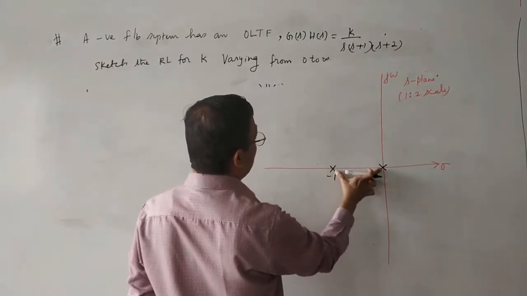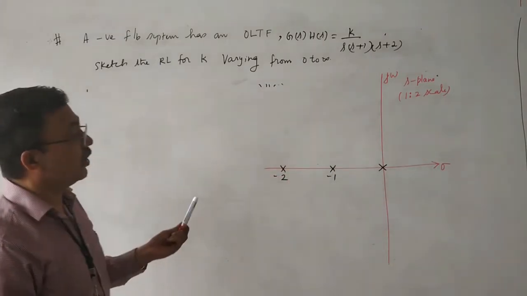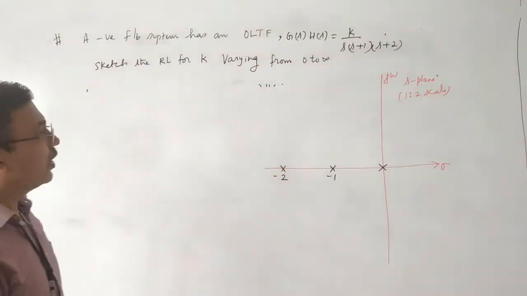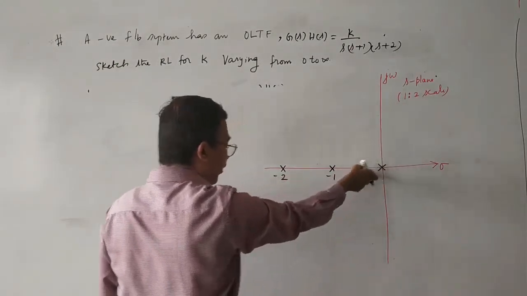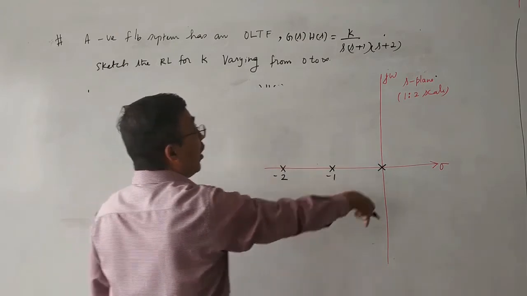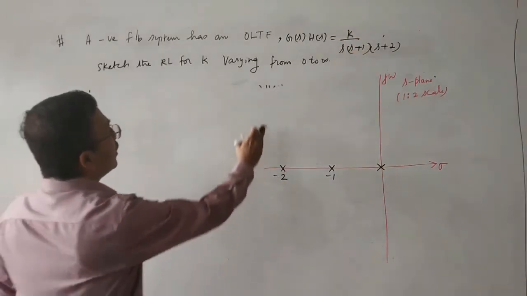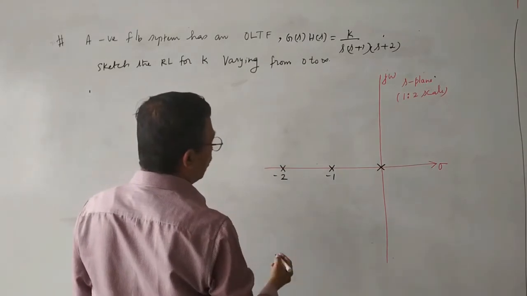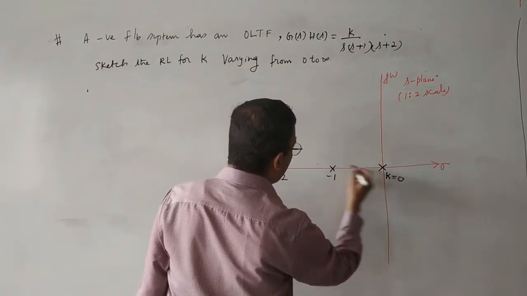-1 means 2 centimeters. -2 means 4 centimeters in your graph sheet, because 1:2 scale. Same scale you have to take on the j omega axis also. Along the x-axis 1:2, along the imaginary axis also 1:2, when you use a graph sheet. So these are the poles. There are 3 poles. And where poles are there, you please write k equal to 0.